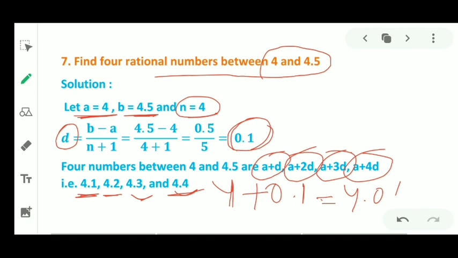Okay. So question number 8 is also the same as question number 7. The only difference is you have to take N equal to 9 here.